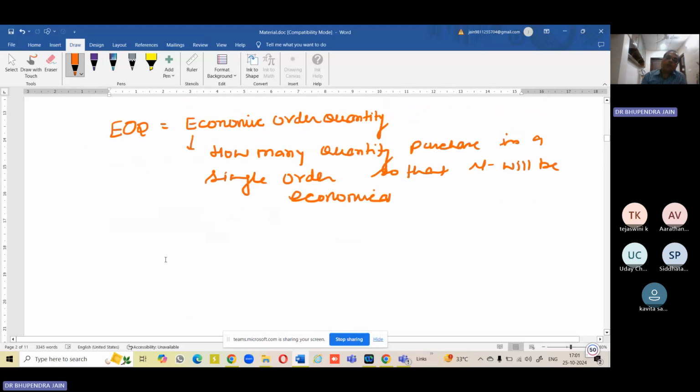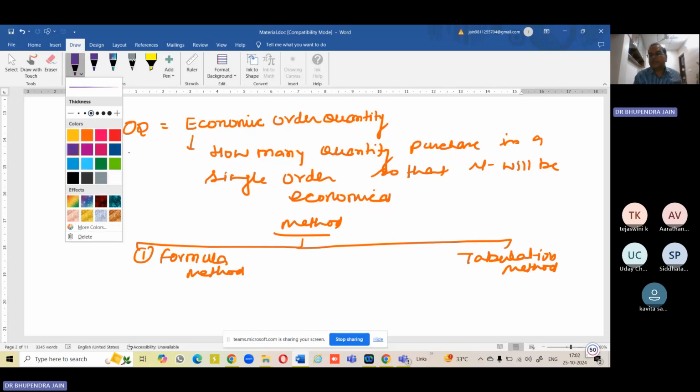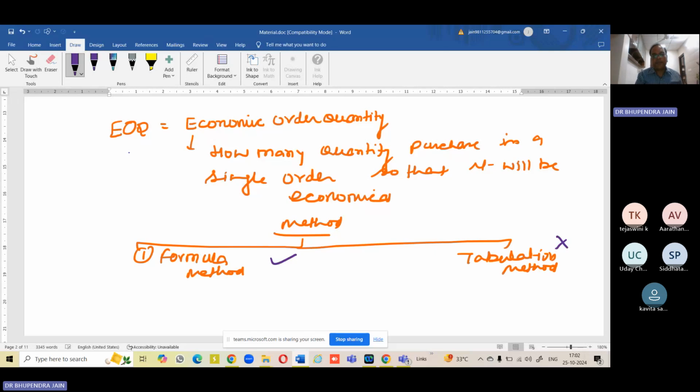To calculate the economic order quantity, there are two methods. Number first is the formula method, or number second is the tabulation method. How many methods? Only two methods. Number first formula method, number second is tabulation method. I think the tabulation method is not in your syllabus, so we will discuss here only the formula method.